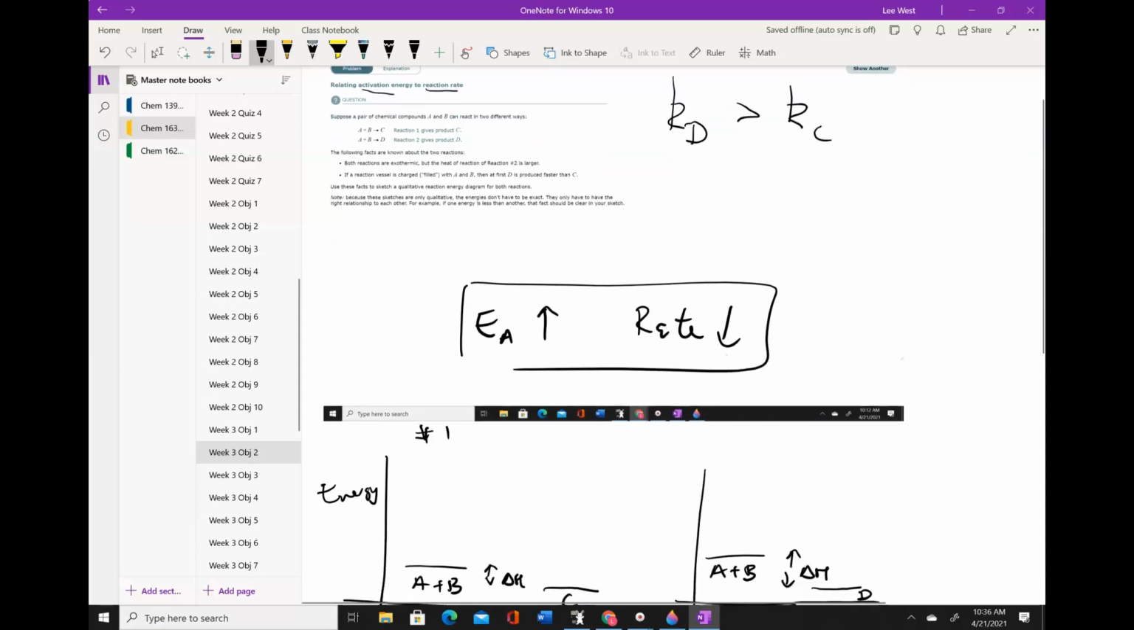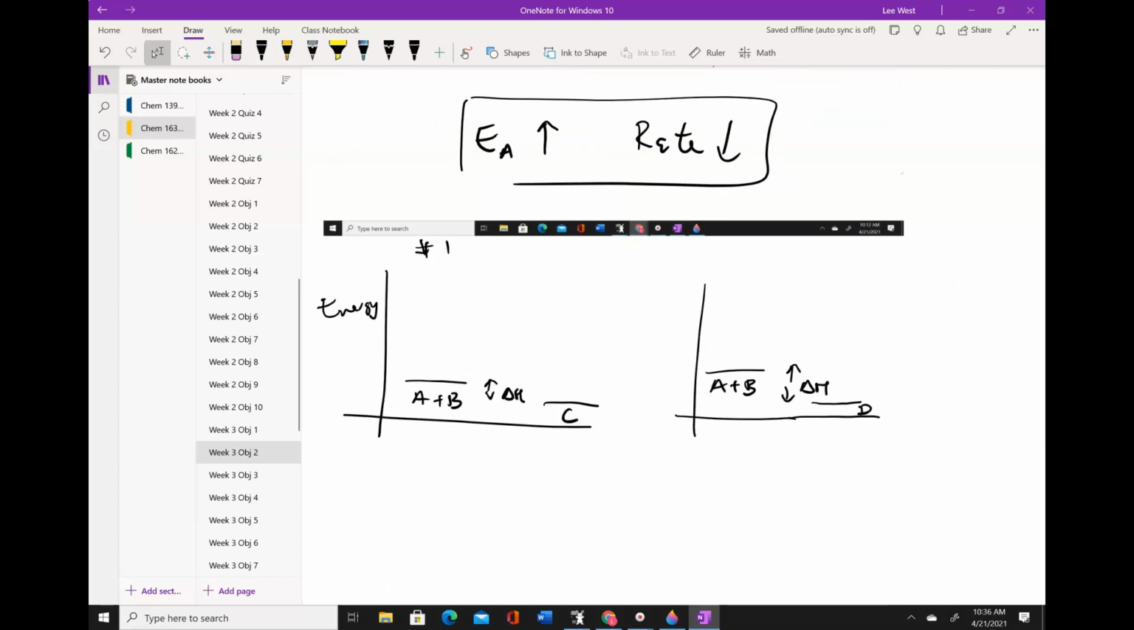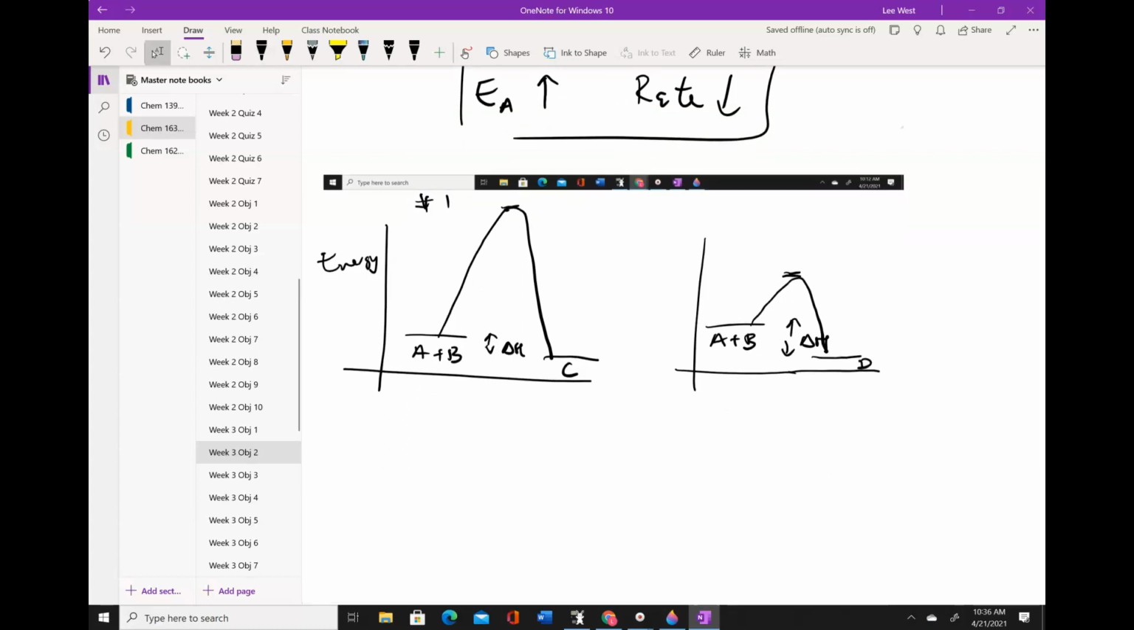So what we're really saying is that the second one, because it goes faster, has a bigger rate constant. That means that for the reaction that produces D, the activation energy is lower. So what we want is a big, tall activation energy for the first one, and then a short activation energy for the second one. So we've got to get a couple of things right.